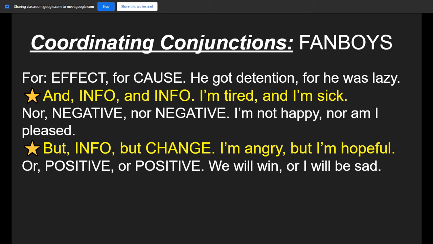We have or, which is positive or positive. We will win or I will be sad. Both of those are positive statements. Like, what do you mean? Well, we're not saying no's and nots. We're not saying that something's not going to happen. That's when we're going to use an or.